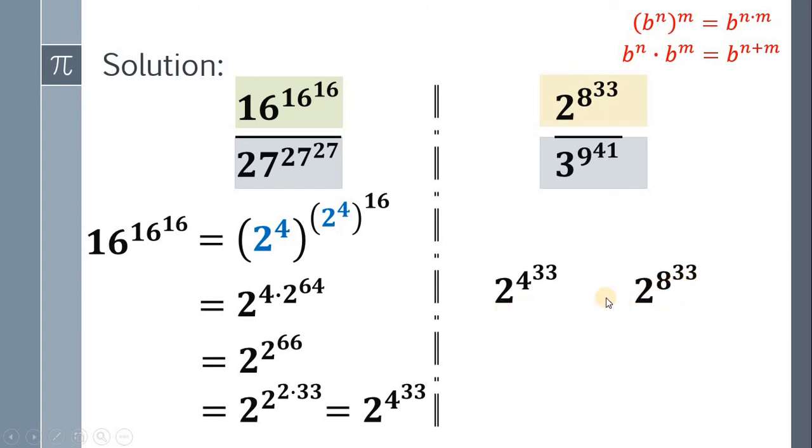Since we have the same base and their exponent is 4 raised to 33 and the other one is 8 raised to 33, clearly 8 raised to 33 is bigger than 4 raised to 33. It follows that 2 raised to 4 raised to 33 is less than 2 raised to 8 raised to 33. Now, what does it mean? The left-hand side is less than the right-hand side. Therefore, our answer is letter A, less than. And we're done.